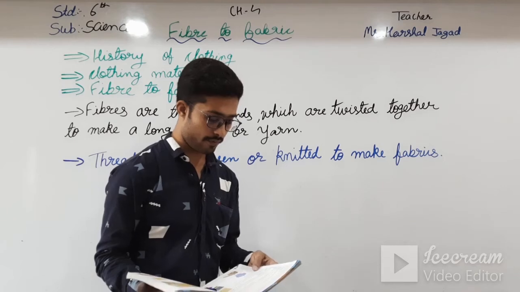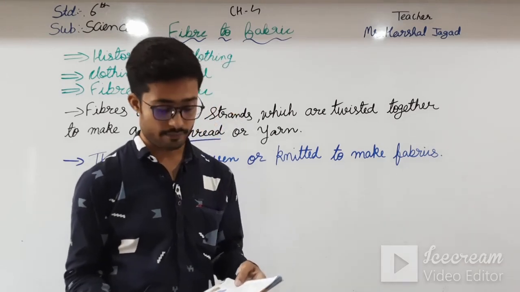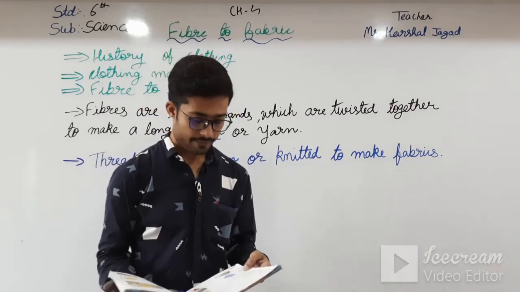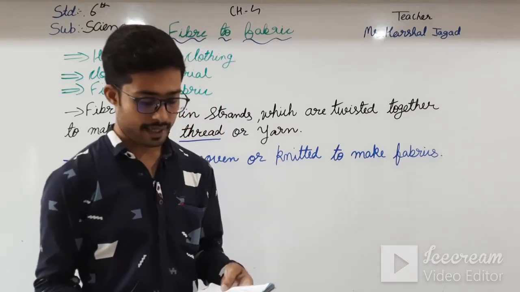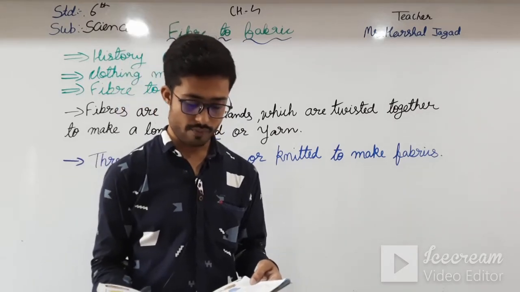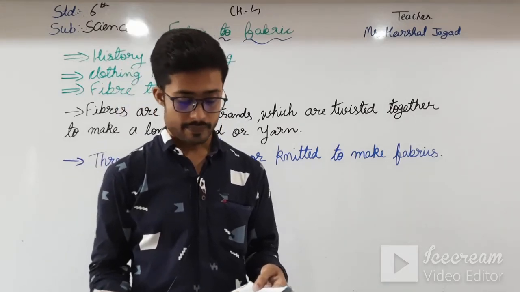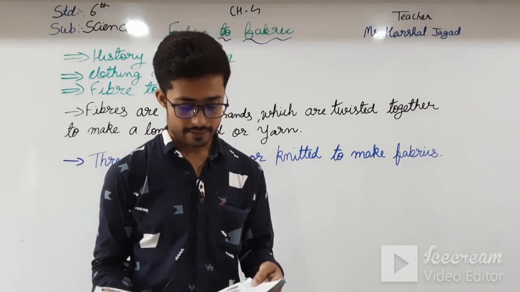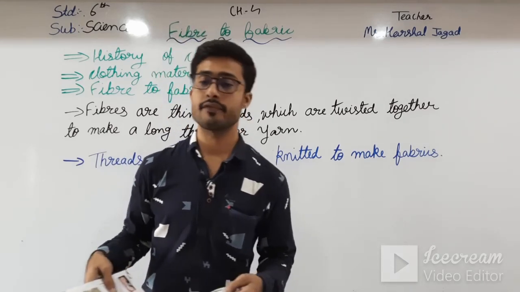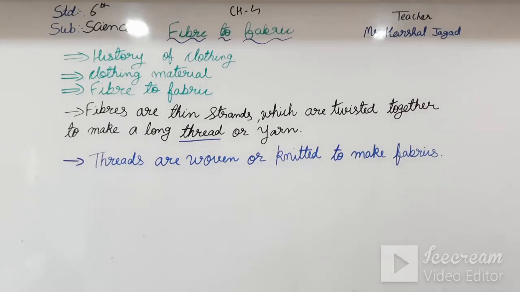Cotton, silk and wool are examples of fibers. See here, the fabrics are made using any of these two main processes, weaving and knitting. So this process we will see in the next video.